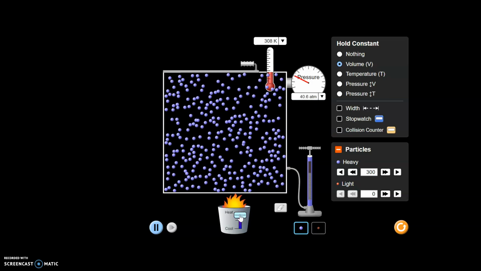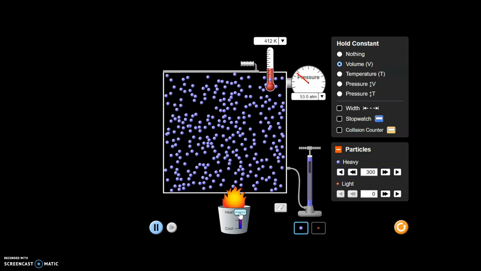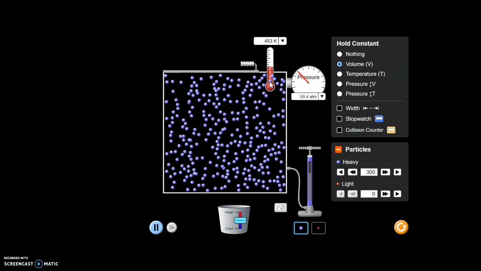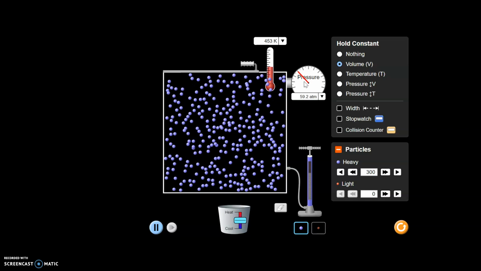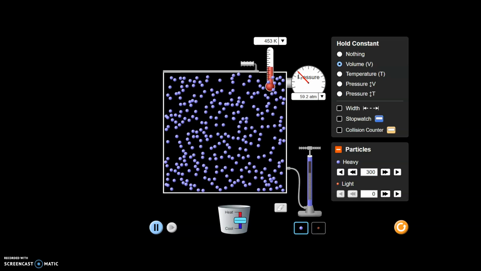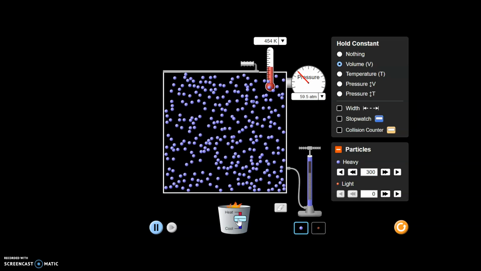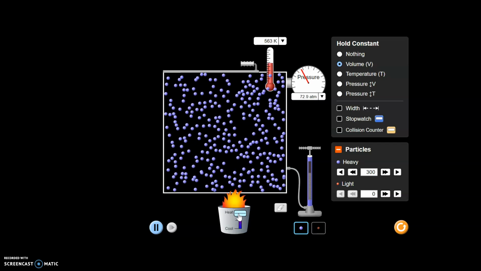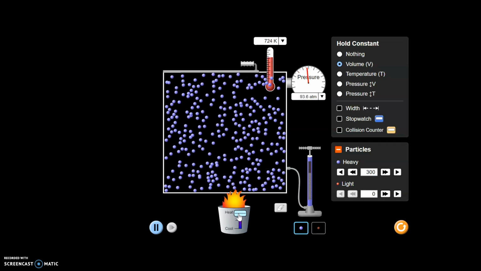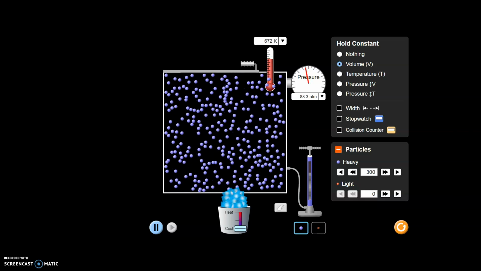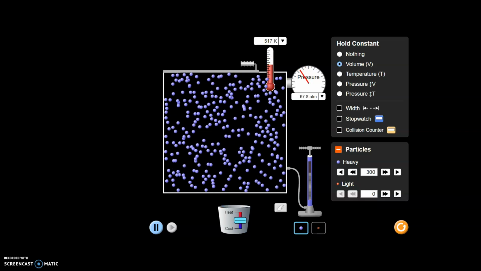So let's heat it up now. Let's heat it up all the way to about 450 Kelvin. And we see the pressure has increased now up to 59. And you can see as I keep on heating, the pressure just keeps on increasing. And as I cool it down, the pressure decreases and decreases and decreases.